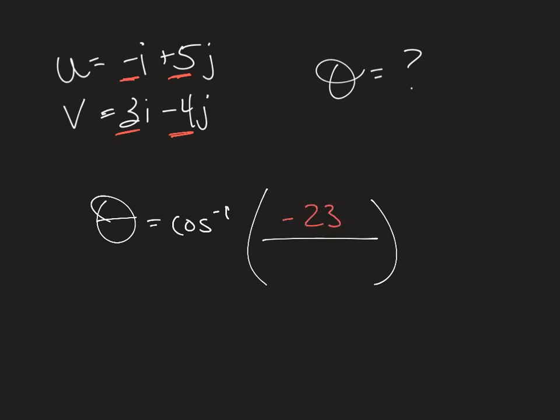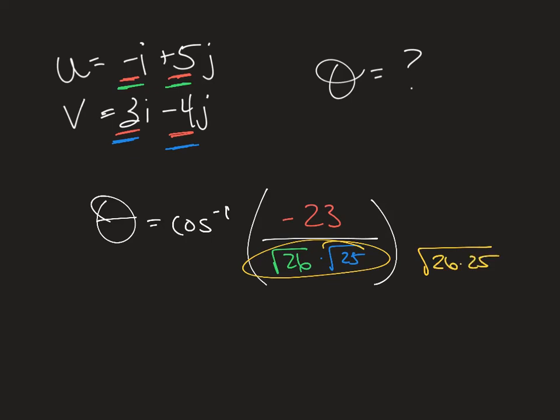Then we do the magnitude of each. So (-1) squared plus 5 squared is 1 plus 25, so that's the square root of 26. And then 3 squared plus (-4) squared is the square root of 25. You can put it in there as a 5, that's totally fine because it is a perfect square. You can also leave it as the square root of 25. The nice thing is, if you leave it as the square root, when you enter the denominator, all you have to do is hit the square root once and then do 26 times 25. That's why I leave them as the square root.